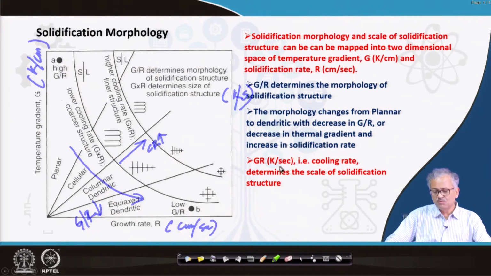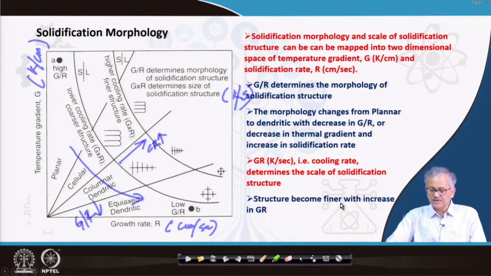And GR, basically the cooling rate, determines the scale of solidification structure, as I said, and the structure becomes finer with an increase in GR as we move in this direction. So this is the gist of this. Based on thermal modeling, you can calculate the temperature gradient as well as the solidification rate at the solid-liquid interface, and then you can predict what type of morphology you can get or what is the scale of solidification structure.